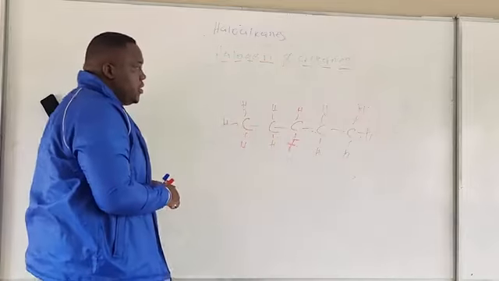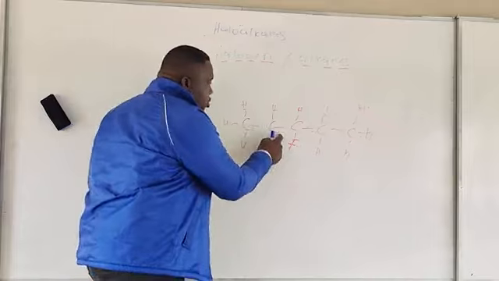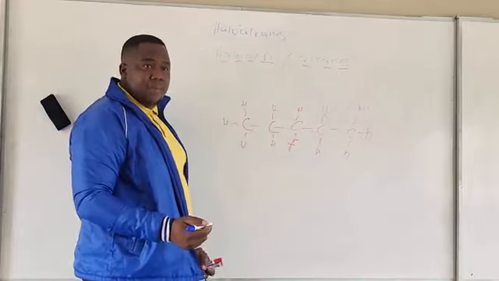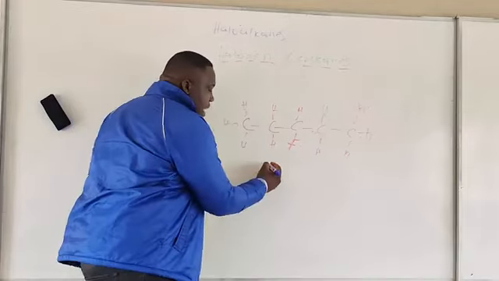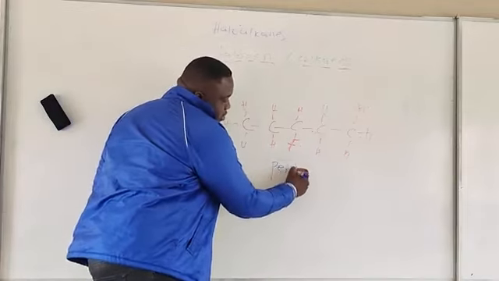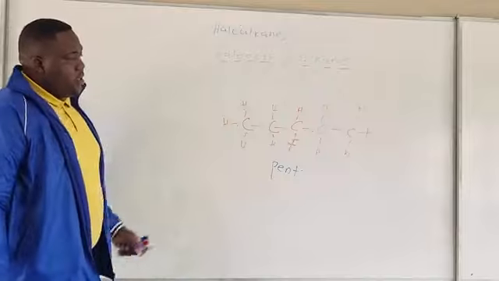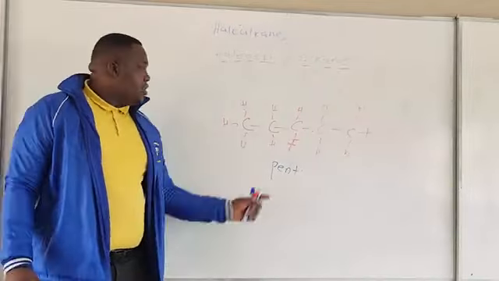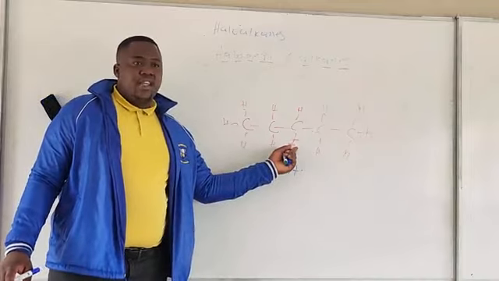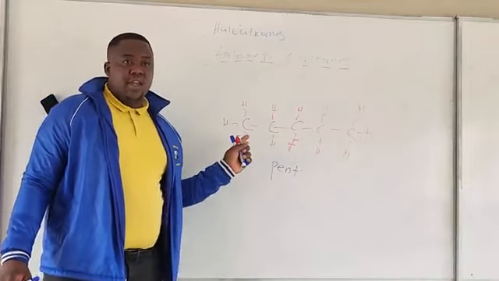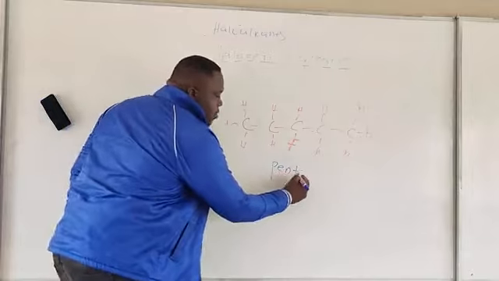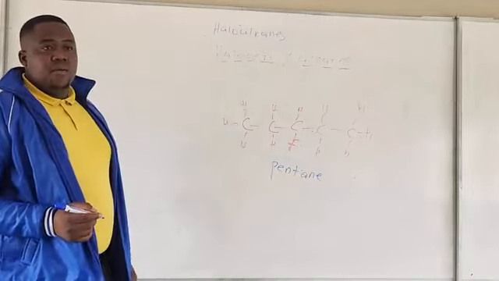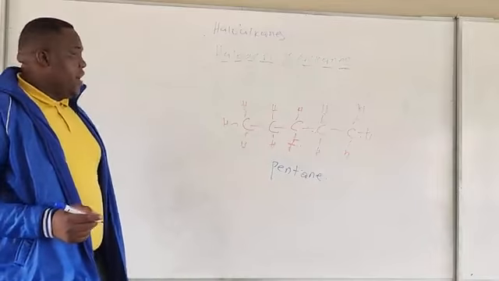Okay, let us count. 1, 2, 3, 4, 5. We have 5 carbons. What do we call 5 carbons? Pent. We can see that it's a haloalkane. How do we see? Because it has got the halogen and single bonds. So this one is pentane. Then let us give the position of the fluorine.